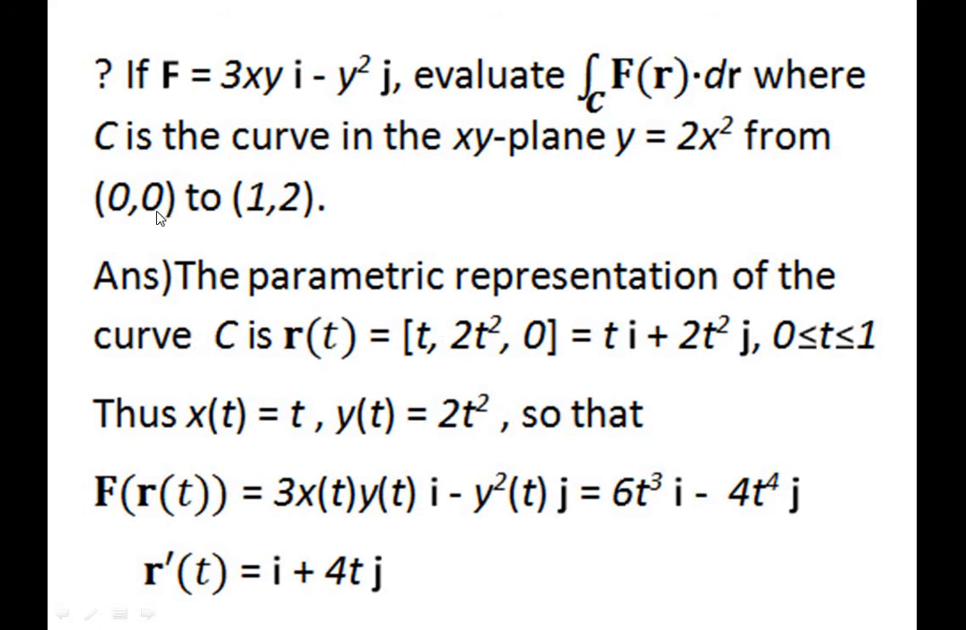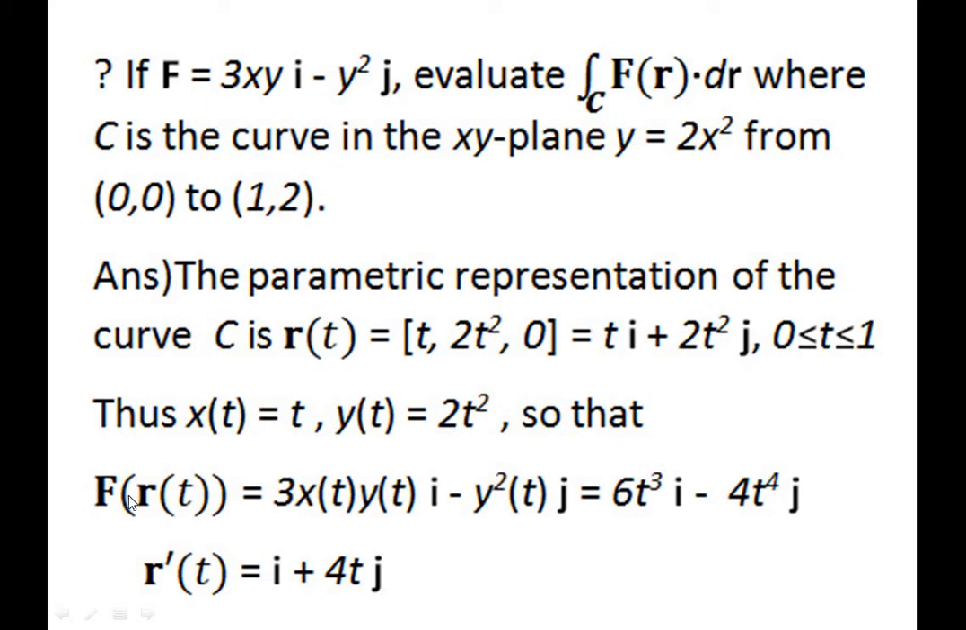Look here, we are taking x = t, and in the plane x varies from 0 to 1. So t varies from 0 to 1. Then we get x(t) = t, y(t) = 2t^2. How do we know? In the general expansion, r(t) = x(t) i cap plus y(t) j cap plus z(t) k cap. So comparing this, we get x(t) = t, y(t) = 2t^2.